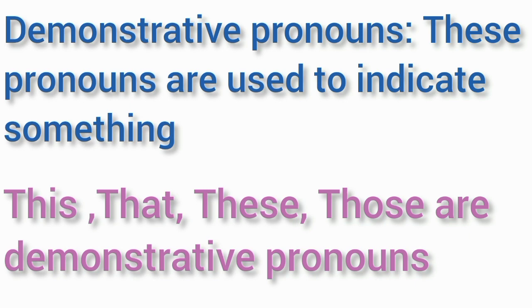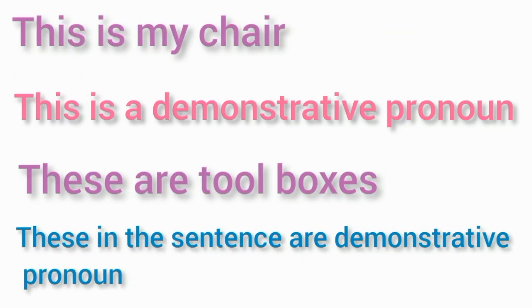Demonstrative pronouns. These pronouns are used to indicate something. This, that, these, those are demonstrative pronouns. This is my chair. This is a demonstrative pronoun. These are toolboxes. These in the sentence is a demonstrative pronoun.